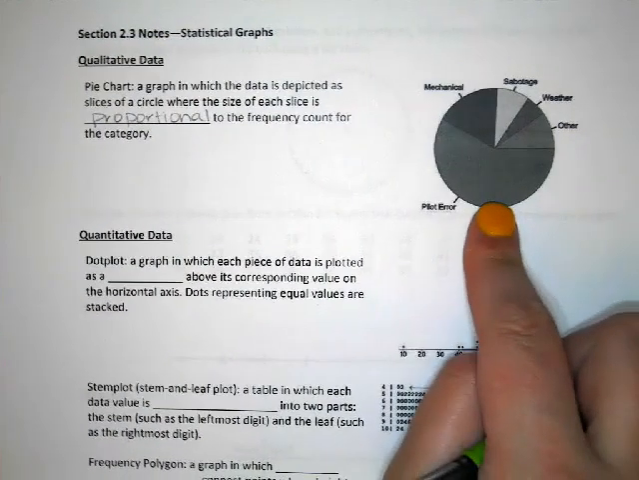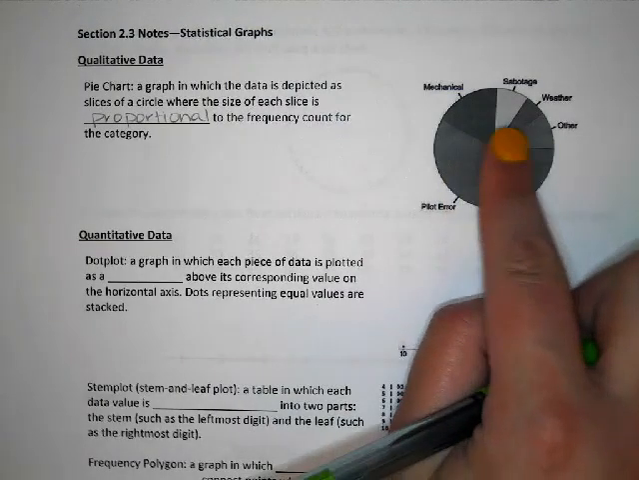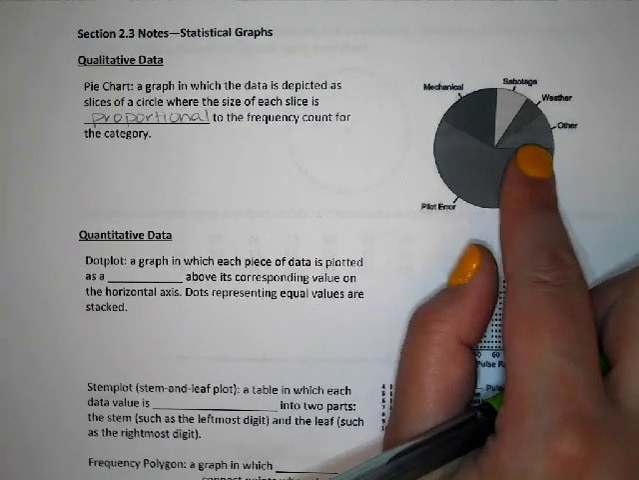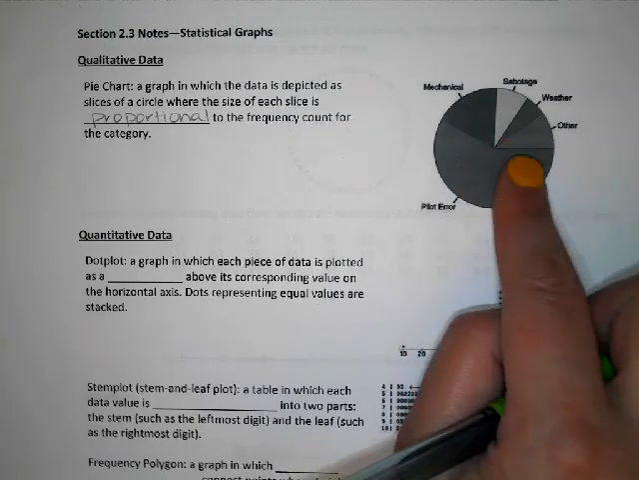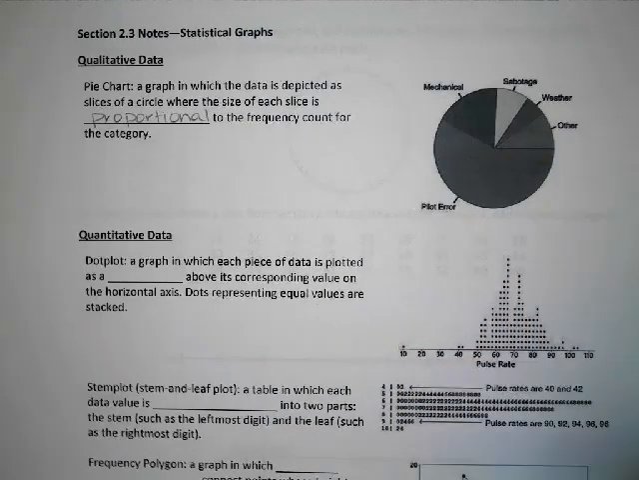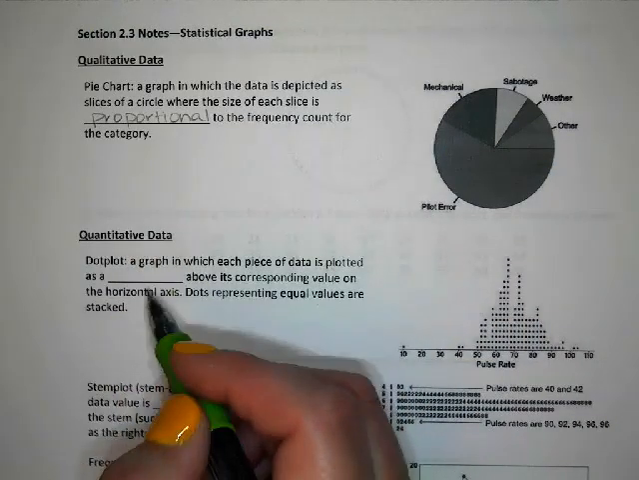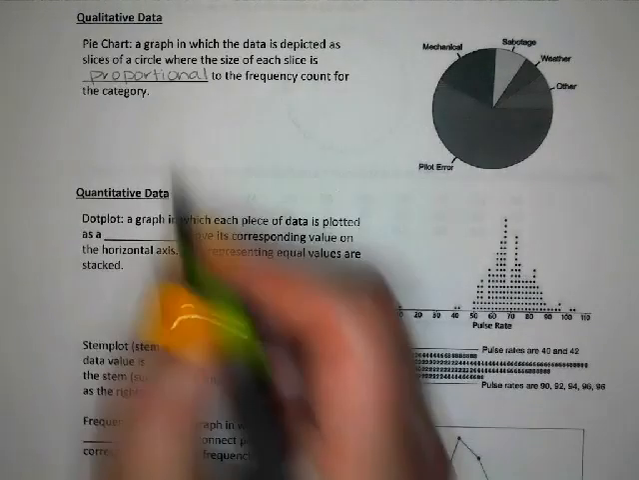So here we see an example of a pie chart, and it had, I believe, different reasons for why a plane might go down during a flight. So pilot error, mechanical, sabotage, weather, other. Next, for quantitative data or numerical data, we have a few different ways we can represent it.